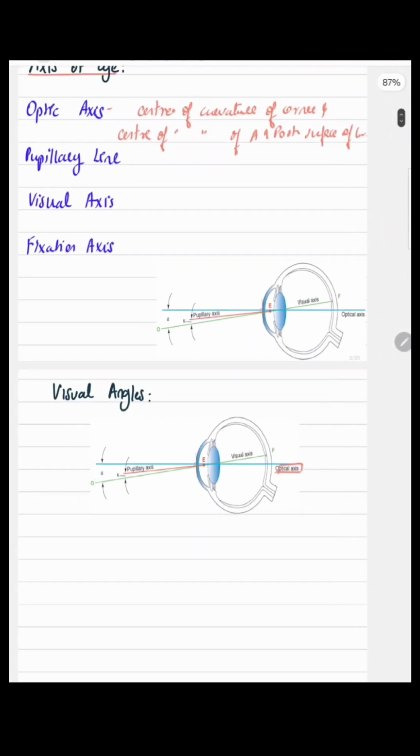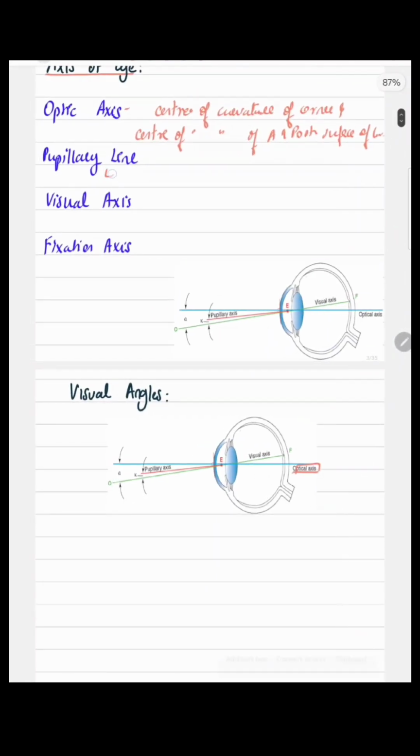Next is the pupillary axis. It is the line perpendicular to the cornea at the point coinciding with the center of the pupil. That is the pupillary axis.